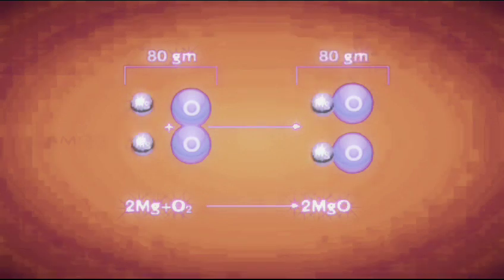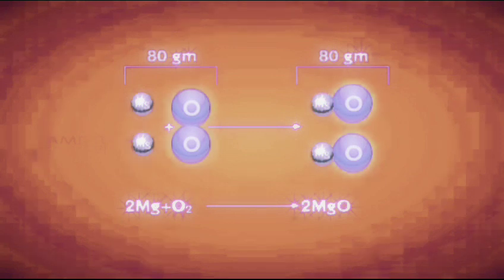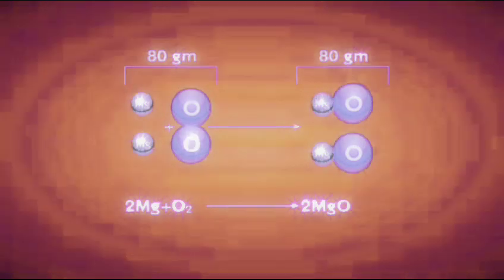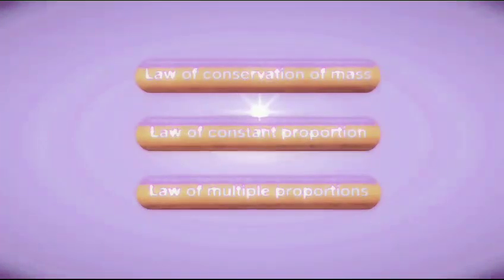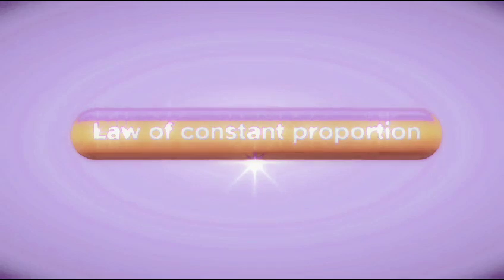Also, the number of magnesium atoms and the number of oxygen atoms on the reactants and the product sides are equal. Let's move on to the second law of chemical combination, which is the law of constant proportion.